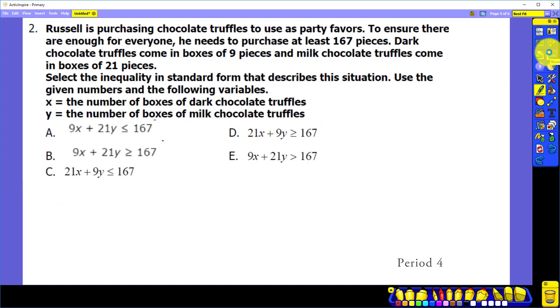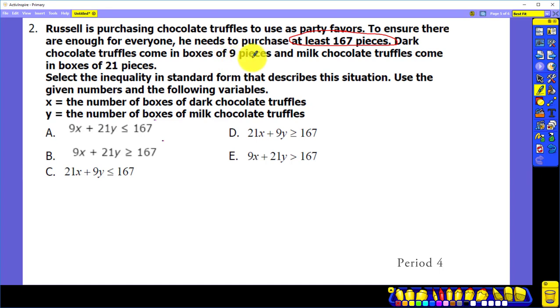Okay, question number 2. This is for period number 4. So most of you guys missed this question. Okay, let's start by reading the question. Russell is going to purchase chocolate truffles to use as party favors. To ensure there are enough for everyone, he needs to buy at least 167 pieces. So this is a very important information. At least 167 pieces.